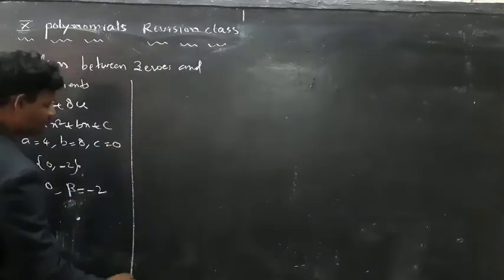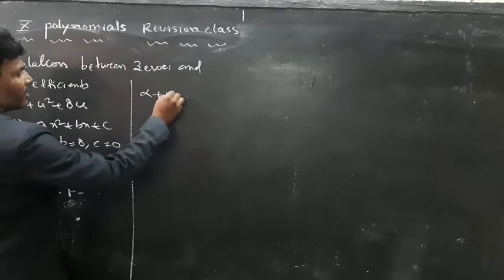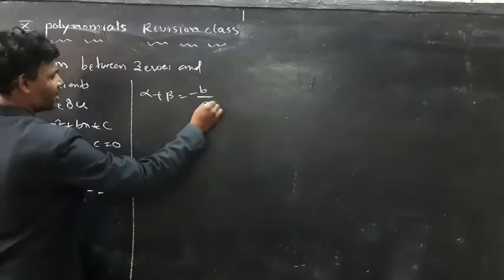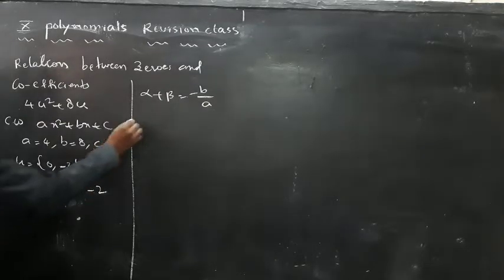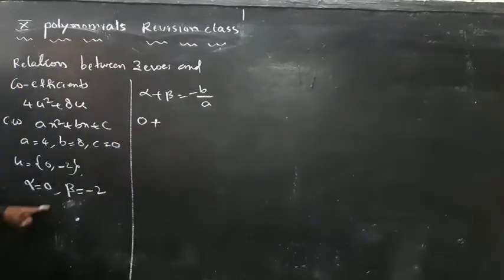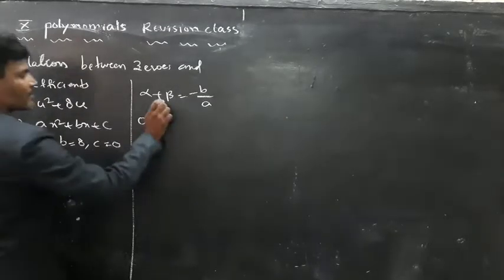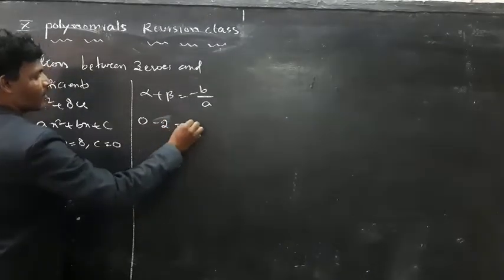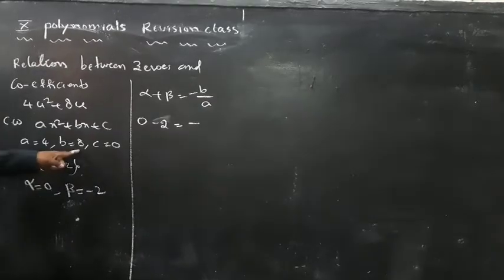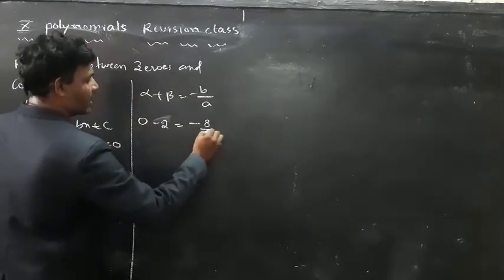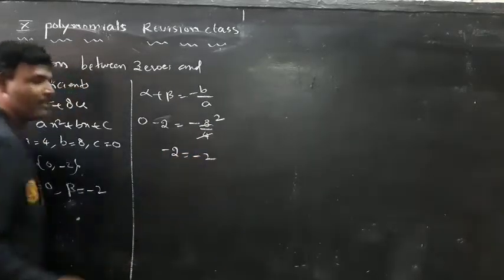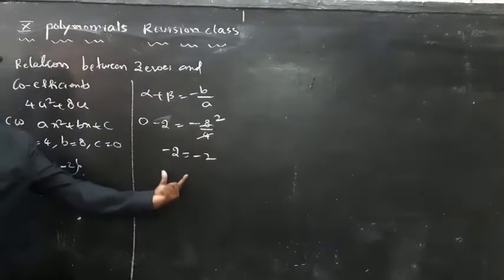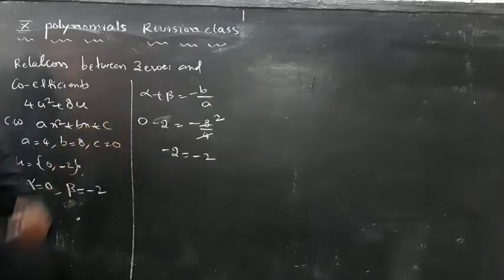What is the first relation here? Alpha plus beta is equal to minus b by a. What is the value of alpha here? 0. Plus what about beta? Minus 2. Equal to minus, what is the value of b? 8. By a, that is 4. 4 ones are 4, 4 twos are 8. So minus 2 is equal to minus 2. Sum of zeros verified.